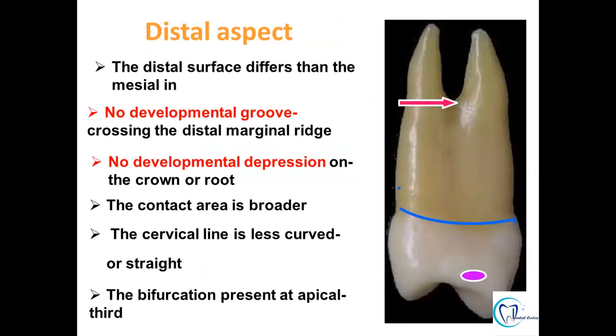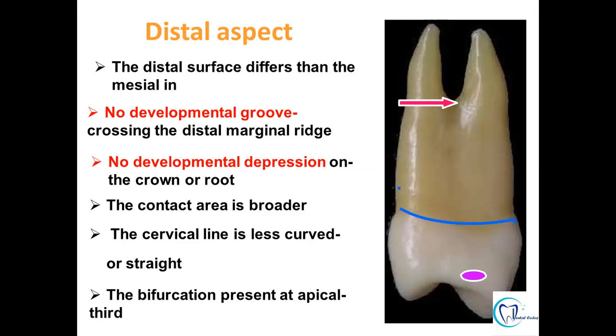Now coming on to the distal aspect, the distal surface differs from the mesial because it does not have any developmental groove. Therefore, it is a demarcating feature to compare the right premolar from the left premolar. In the right, there will be a developmental groove on the mesial side, which is not seen on the distal side. So you can appreciate whether it is of the right side or left side. Similarly, there is no developmental depression, which is seen mesially in the crown or root, on the distal aspect. The contact area is broader and the cervical line is less curved or straight.